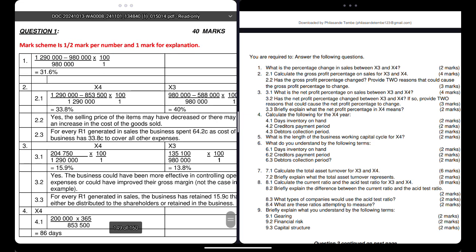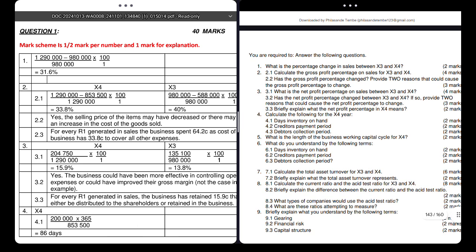So 2.2 goes to say, has the gross profit changed? So obviously yes, it changed, right? Provide two reasons for the gross profit changing. So anytime you're answering these questions, you must ask yourself what's the calculation for gross profit percentage. It's gross profit over sales times 100. So how does the fraction get big over there? It'll be either when the numerator on top gets big or the denominator gets smaller. But we'll basically look at the numerator on top getting big. So the more gross profit there is, obviously the percentage will be higher.